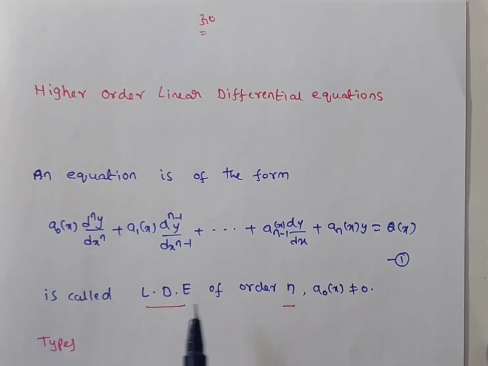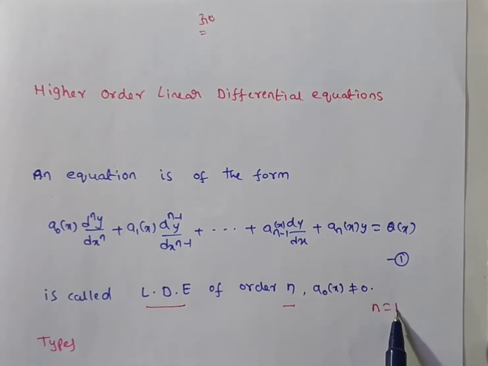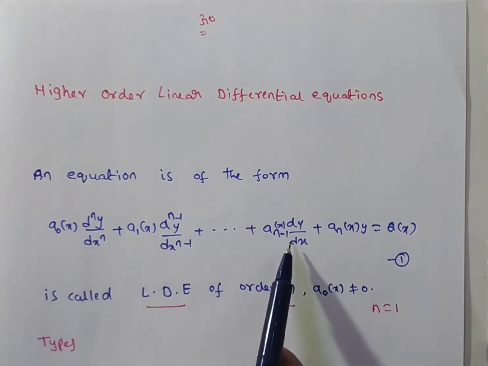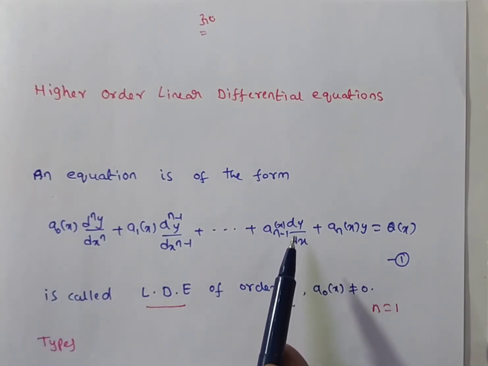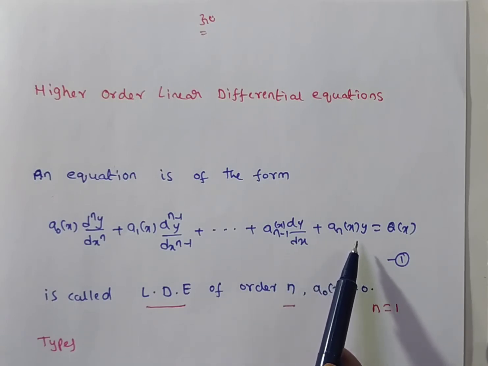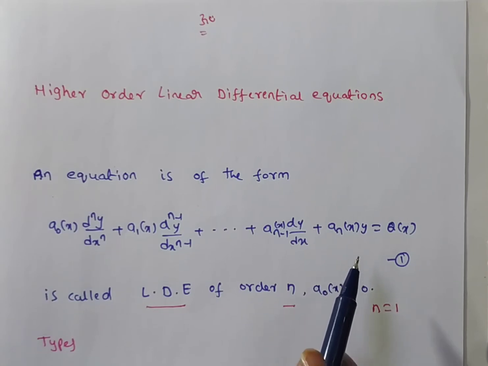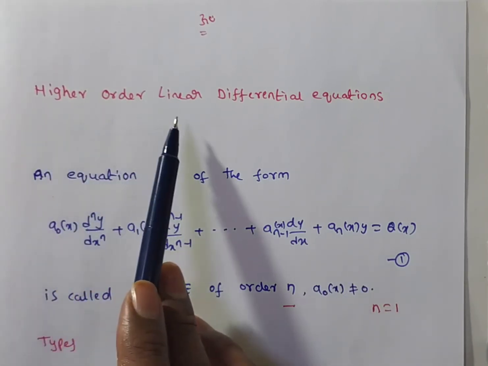If n is equal to 1, then it is a first order linear differential equation. Suppose n is 1, then a naught of x into dy by dx plus a1 of x into y equal to q of x is called a first order and first degree linear differential equation. If n is greater than 1, then we say higher order linear differential equations.